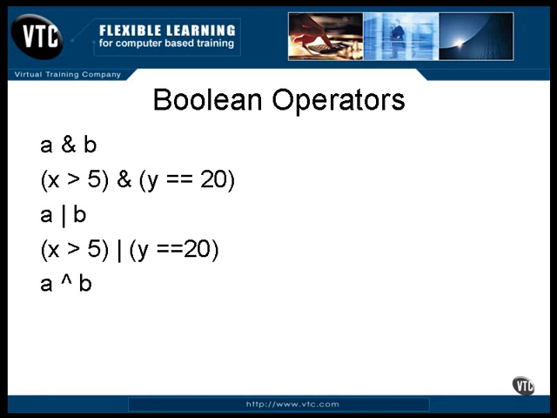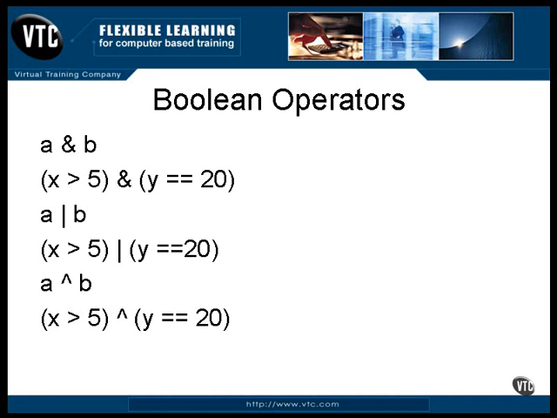And there is an exclusive OR. This expression results in true if either A is true or B is true, but it results in false if they are both true. For example, this expression results in true if x is greater than 5, but y does not equal 20. It also results in true if x is not greater than 5, but y does equal 20. Otherwise, the result is false. That is, the overall result is false if both of the expressions are true or if both of the expressions are false.